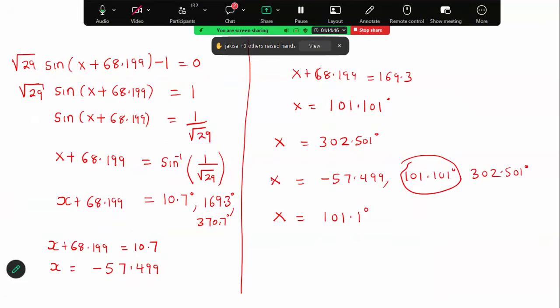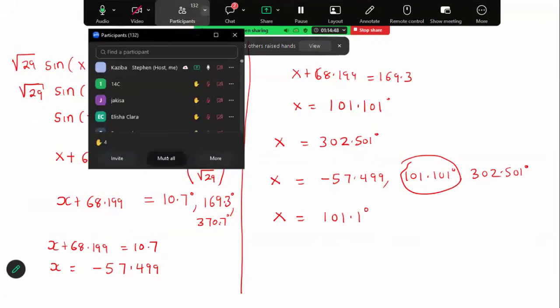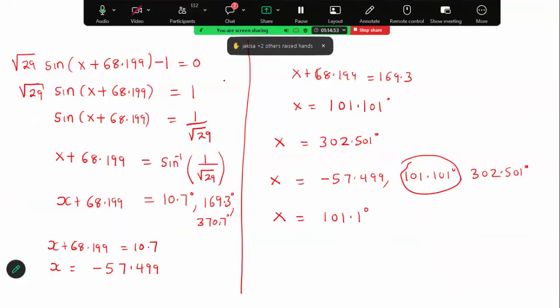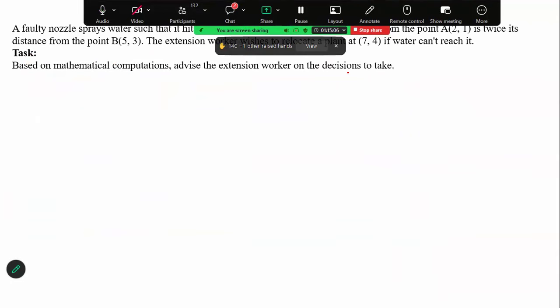Now here, you make your conclusion and then you can say that maybe since 101.1 degrees is greater than 100, the sprinkler should not be adjusted. You always make a decision and give a reason for your decision. Okay, then we go to the last part.